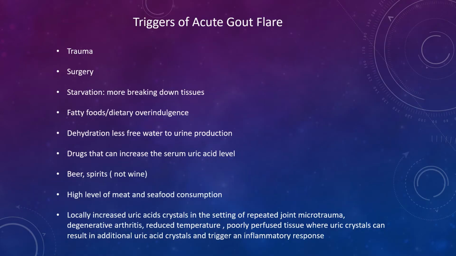Now, the triggers of gout include trauma and surgery. That's mainly because trauma occurs in the setting of microtrauma. Uric acid crystals will start to fluff off and go into solution and trigger the immune system. There's also starvation with more breaking down of tissues, fatty foods, dietary overindulgence, dehydration where there's less free water for urine production, and drugs that can increase the serum uric acid. There's beer and spirits, but not wine, and high levels of meat and seafood consumption.